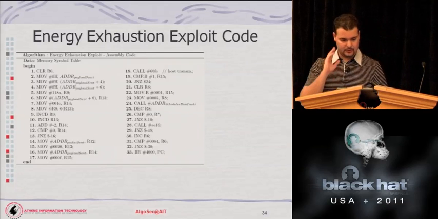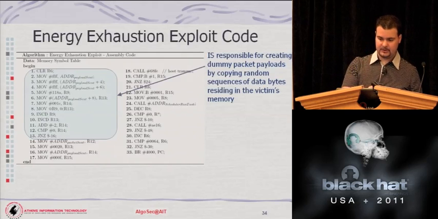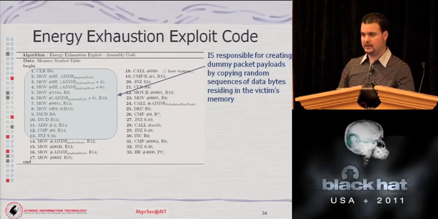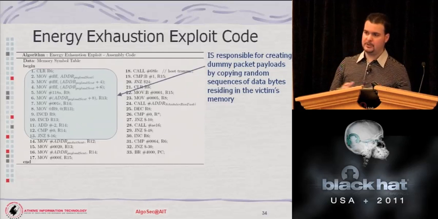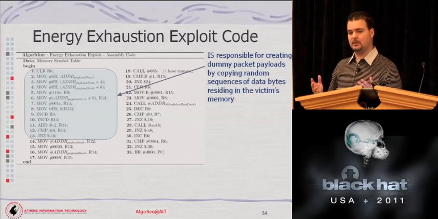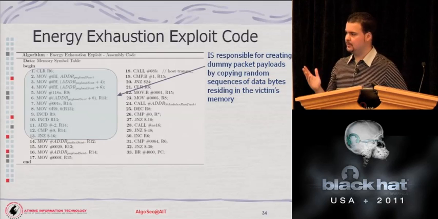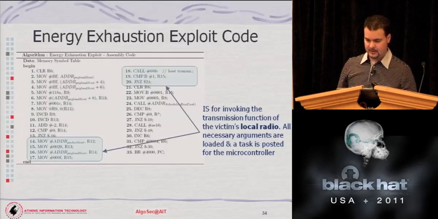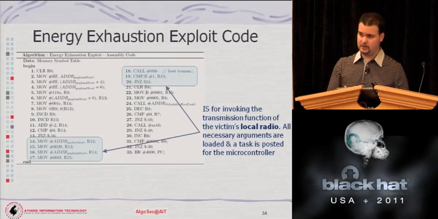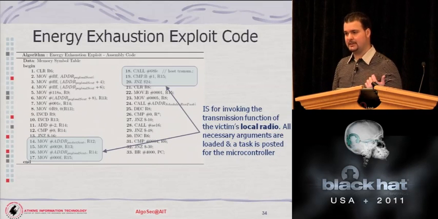Now, this is the code for the energy exhaustion exploit. Okay. This instruction set is responsible for creating the dummy packet that is going to be transmitted. It copies a random sequence of data that can be found in the code memory region of the node. It's completely random where it copies the bytes from. Then, this instruction set is responsible for invoking the transmission function of the victim's local radio. Okay. You will see that this set is the same as the data retrieval exploit.